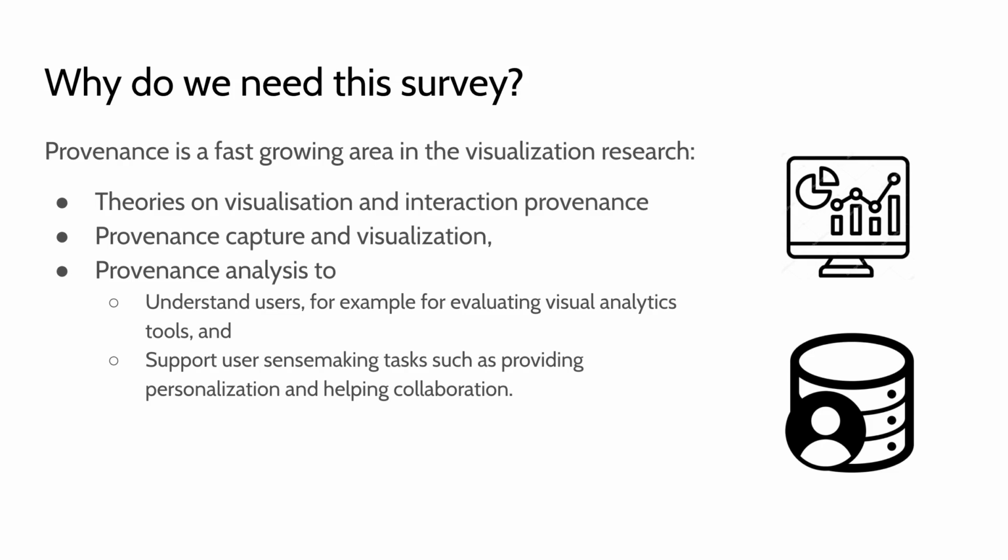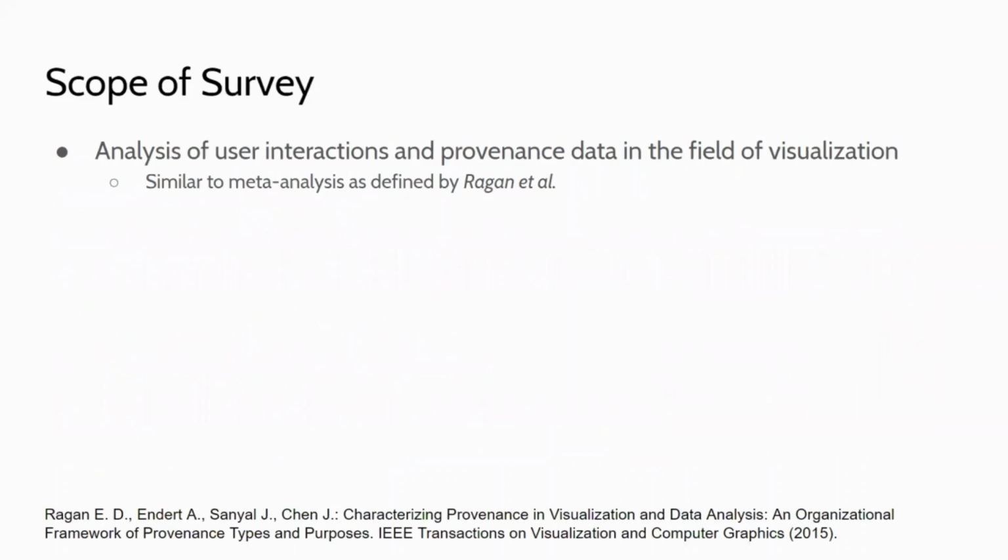Actually, there is so much new work that in this survey we can only focus on the last part, which is an analysis of provenance. In this survey, we focus on the analysis of user interactions and provenance data in the field of visualization, whose main purpose is similar to the meta-analysis as defined by Reagan.